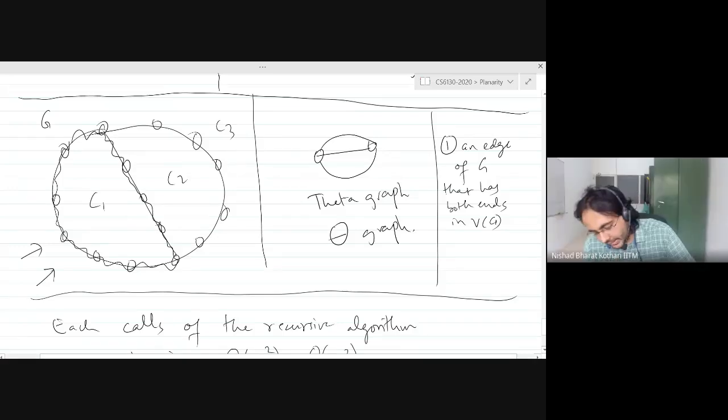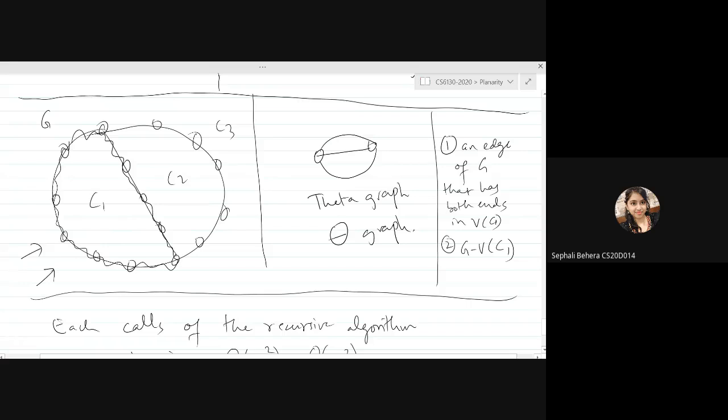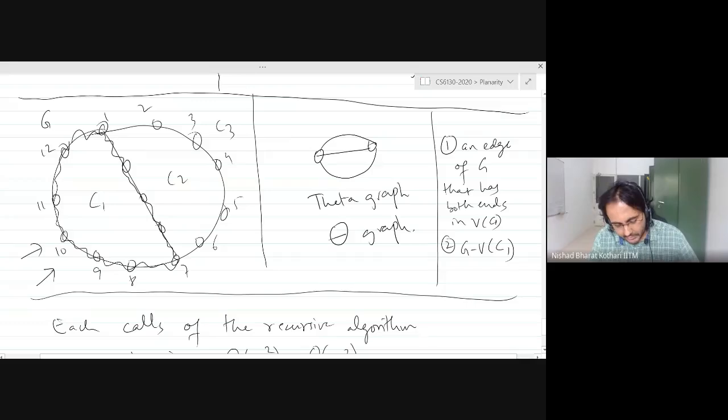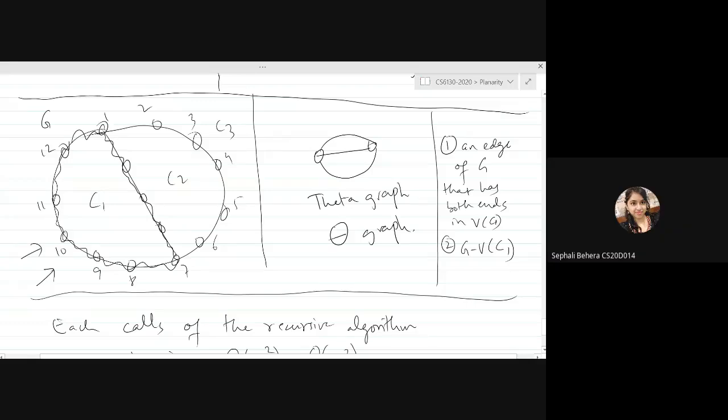Okay. Now the second type of bridge is, look at the graph after deleting the vertices of the cycle. What do you get in this case? From the total graph, if we remove C1, then there will be C2. Can you tell me exactly what the component is? What are the vertices?